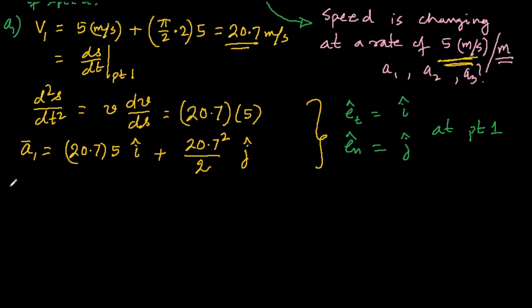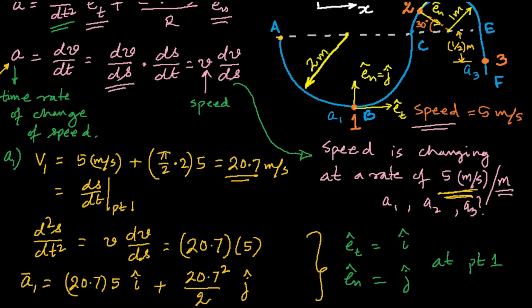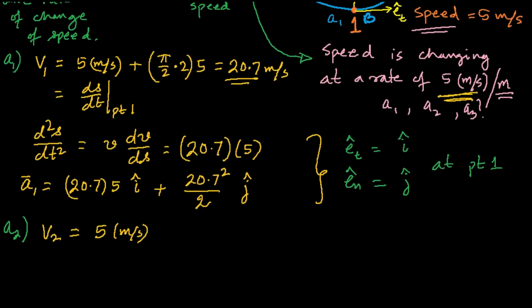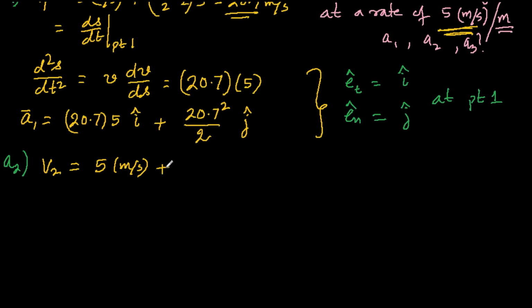Then coming to the acceleration at point 2. Fine. For that, let's again calculate v at 2. V at 2 will be 5 meter per second at the point A again. Fine. Then by the time it reaches, what's the distance it would have traveled? So this full semicircle plus this. Okay.